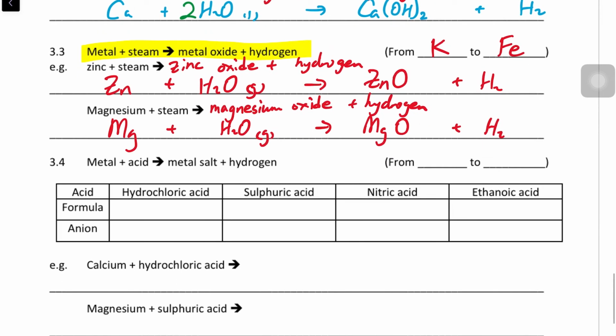And finally the metal reacts with acid. So this happens, okay, theoretically this is from K to lead, but as we know, we should not try this with potassium or sodium, which is too dangerous. And first, you should be able to write down the formula and corresponding anion of the acid. Okay, so let's fill in.